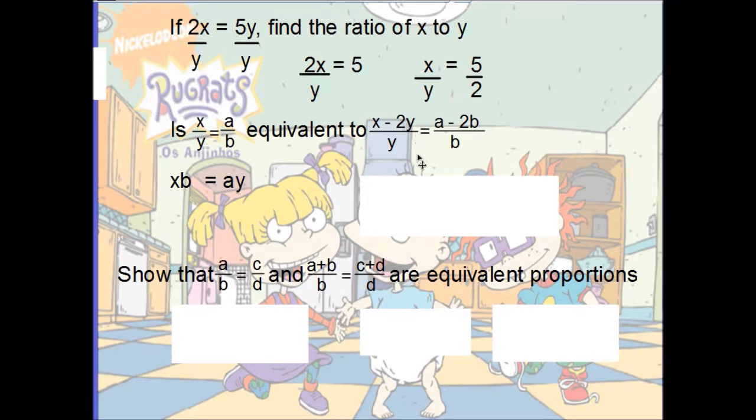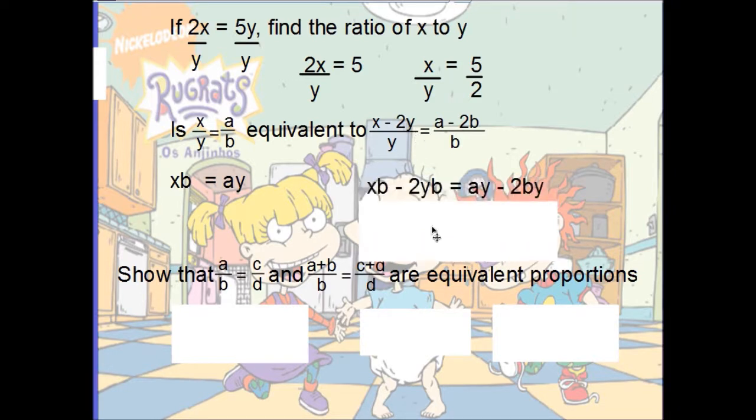Now, I want to try and change this into the exact same thing. So again, I'm going to start off by cross multiplying. And when I cross multiply, I end up with xb minus 2yb equals ay minus 2by. Remember, when you multiply, it doesn't matter which order you multiply in, you end up with the same product. The next thing I'm going to do is add this 2by to both sides, remembering 2by is the same thing as 2yb. And what that gives me is the exact same thing as I have on that first proportion: xb equals ay.